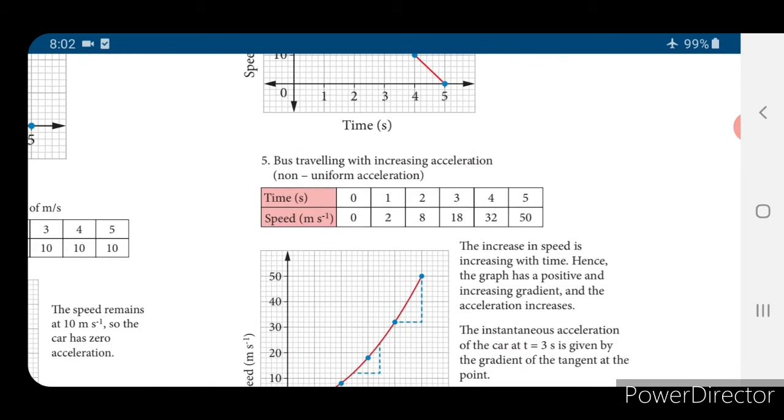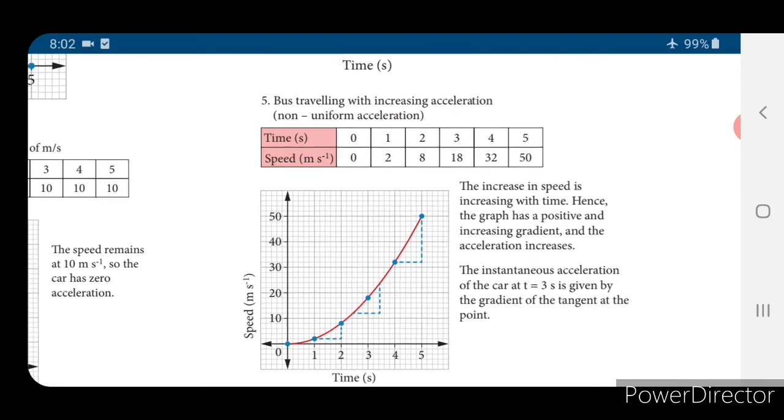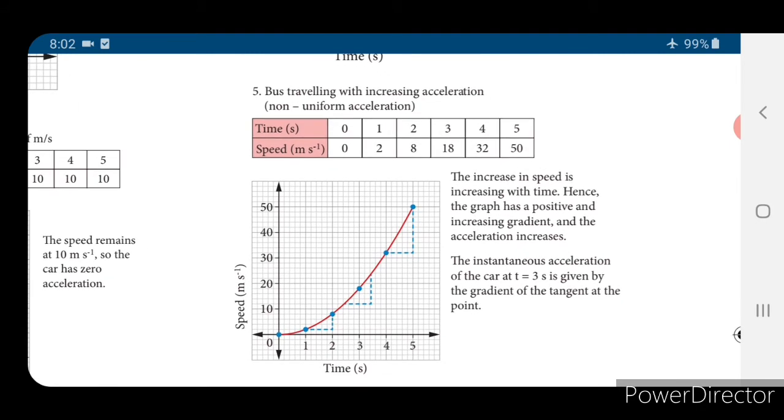The next one, bus traveling with increasing acceleration. From the bus stop, when the bus starts, the speed will be minimum. When it reaches some particular point like the NH road or highway, they may increase the acceleration. That we call increasing acceleration. Here at time 0, the speed is 0. After 1 second it is 2. After 2 seconds 8. 3 seconds 18. 4 seconds 32. 5 seconds 50. Here the speed is not uniform, it is increasing.